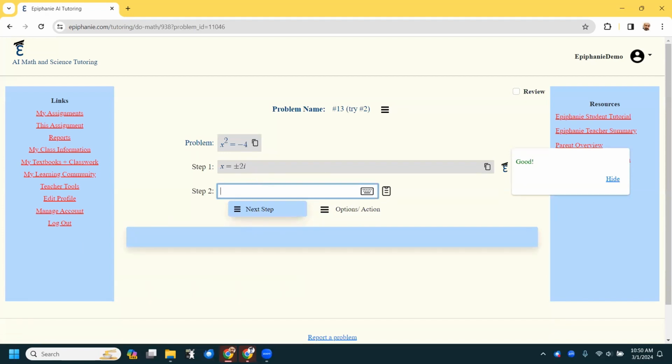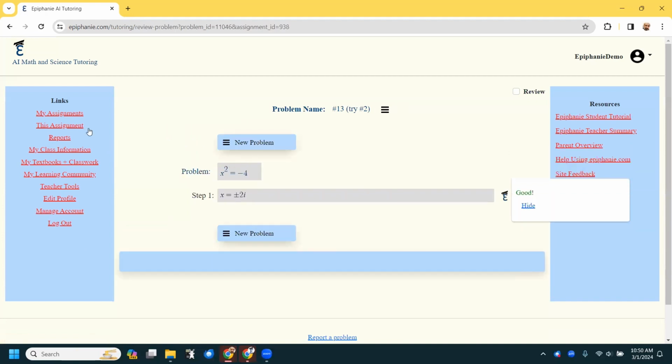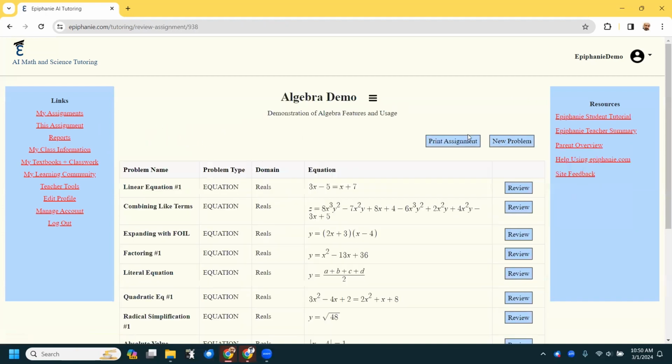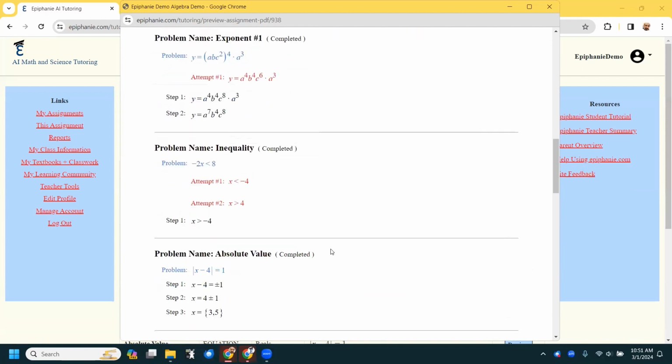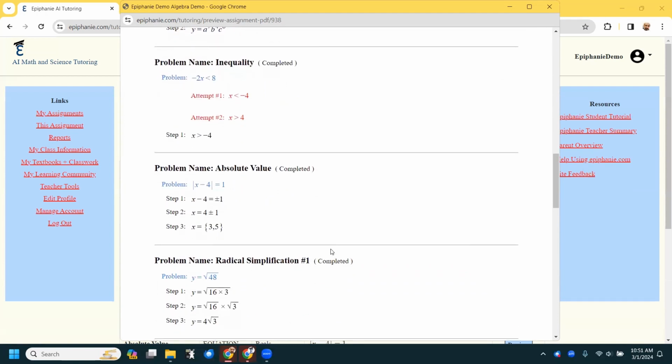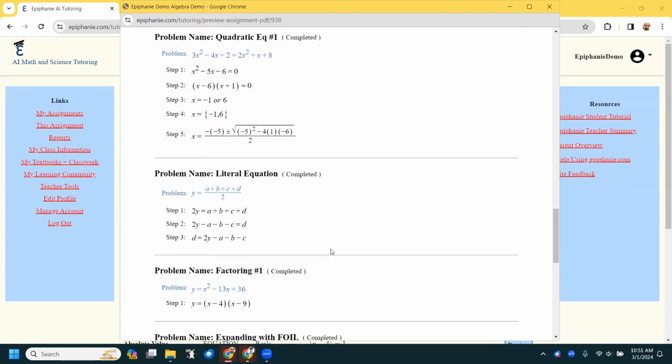A couple more things I wanted to point out once you're done with an assignment like this, and I'll mark this as done as well. We can go back to our assignment and we can print this out. Your teacher can then, if you've shared access with them, use this QR code to access your assignment and look it over, or share comments on the problems you've gotten wrong. And it includes the mistakes that you made as part of the printout. We want to share that.